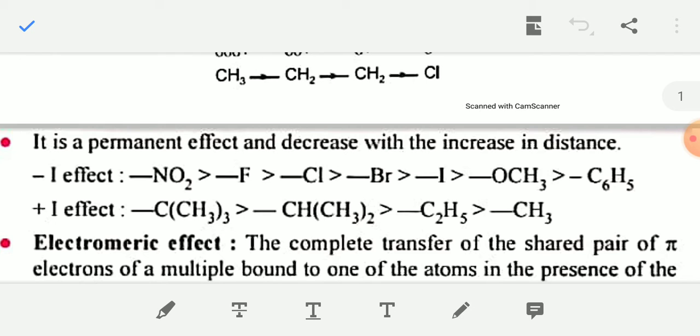And the groups having plus I effect are any alkyl group, that is CH3, C2H5, CH3 whole twice, any alkyl group, always they have plus I effect. And the order of plus I effect: 3 degree alkyl group, that is CH3 whole thrice, greater than 2 degree alkyl group CH3 whole twice, greater than C2H5, greater than CH3.